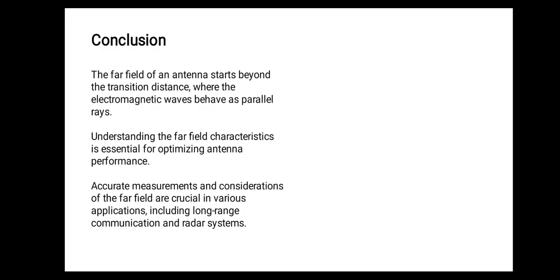At last, there is a conclusion: the far field of an antenna starts beyond the transition distance, where the electromagnetic waves behave as parallel rays. This is the conclusion regarding where the far field of an antenna starts. The far field of an antenna starts beyond the transition distance, where the electromagnetic waves behave as parallel rays. Let us see how the transition distance occurs.